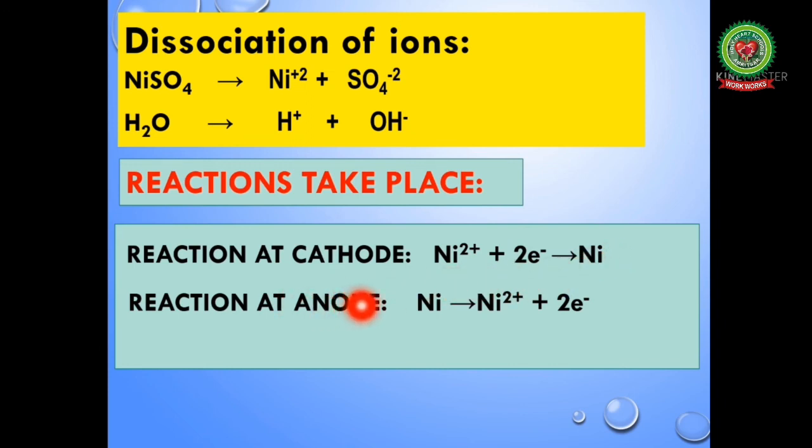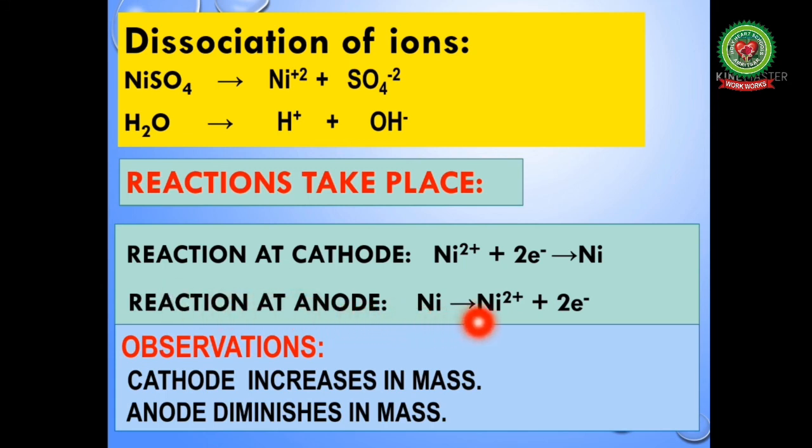whereas at anode both sulfate ions and hydroxide ions migrate to the anode, but neither is discharged due to the nature of the electrode, which is an active electrode. Instead, the nickel anode loses electrons to give nickel ions in solution. The reaction at anode is nickel atom on losing 2 electrons forms nickel ions, that is Ni2+. So the observations during this process are: the cathode, made of iron, increases in mass, whereas the anode, made of pure nickel metal, diminishes in mass.